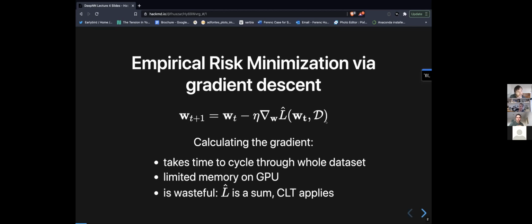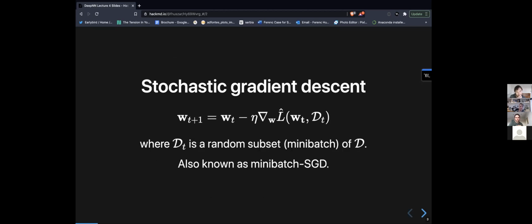So what we do in practice with neural networks is what's called stochastic gradient descent, also sometimes called specifically mini-batch stochastic gradient descent. And what has changed from the previous slide is that now I evaluate this loss not on the whole data set, but on a particular subsample of my data set. So D_t is a random subset. It's called a mini batch, which is sampled from the large training data set that I have access to.